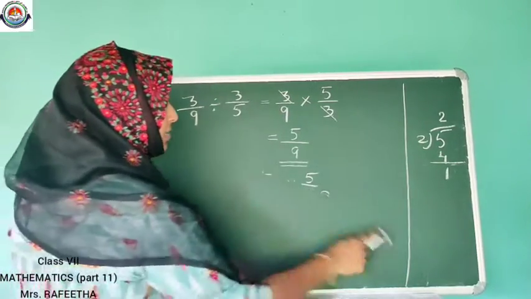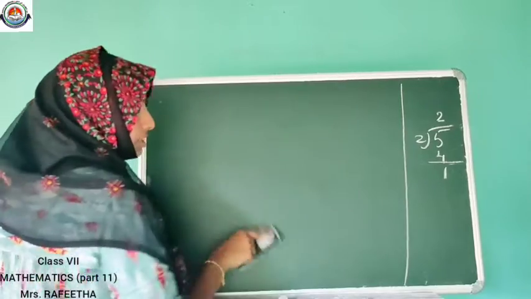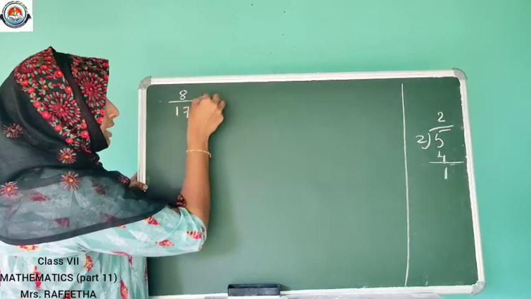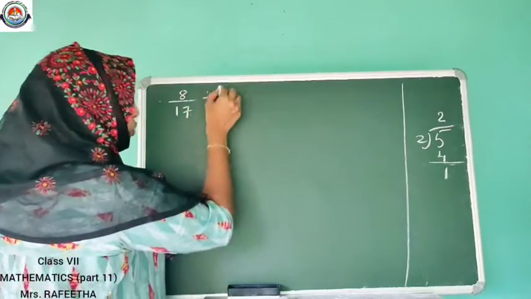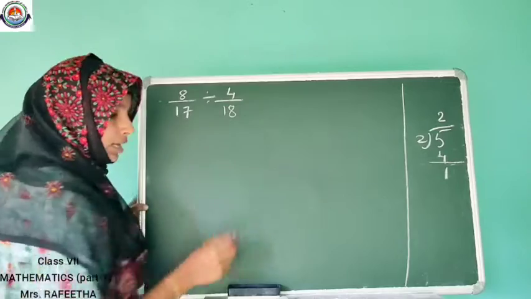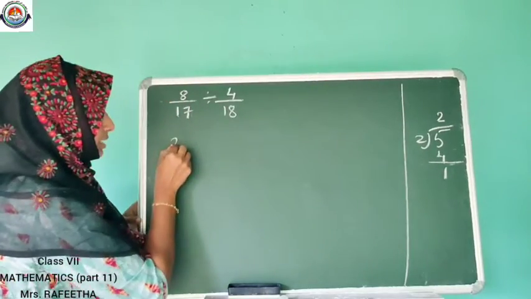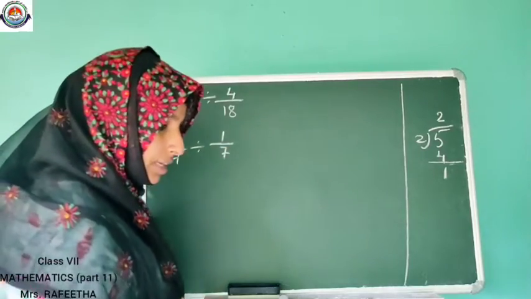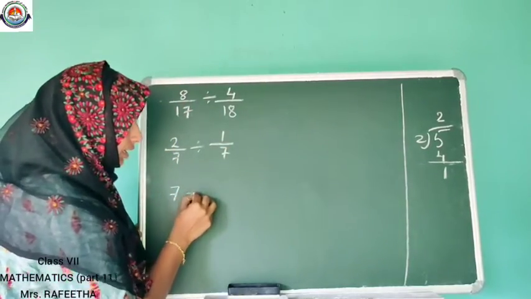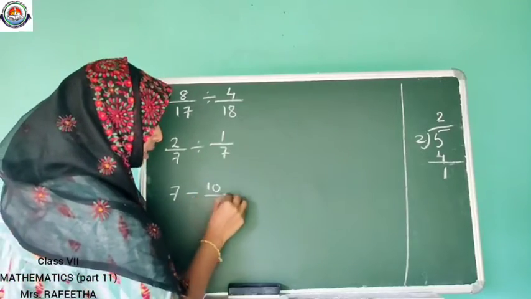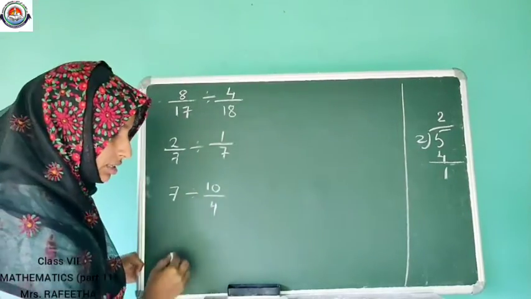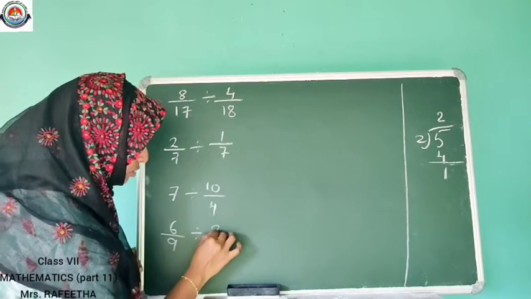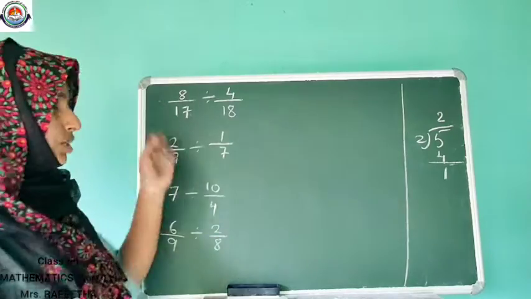Next we can do the remaining problems similarly. 8 by 17 divided by 4 by 18. And next, 2 by 7 divided by 1 by 7. The next, 7 divided by 10 by 4. Next, 6 by 9 divided by 2 by 8. Okay, we can do these four problems now.